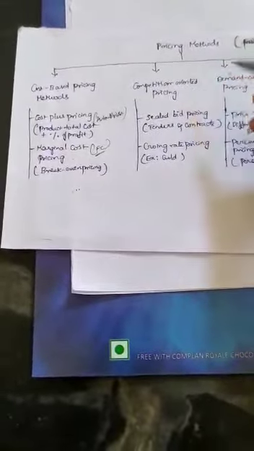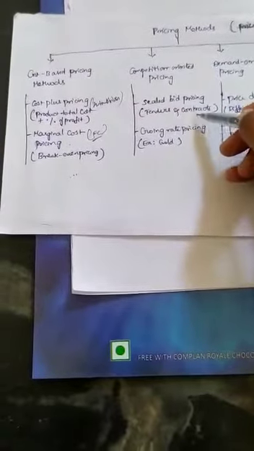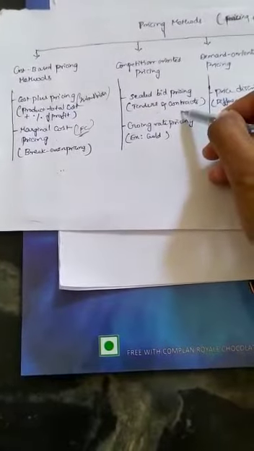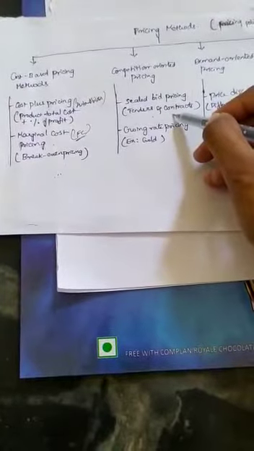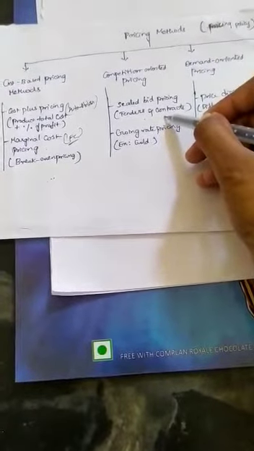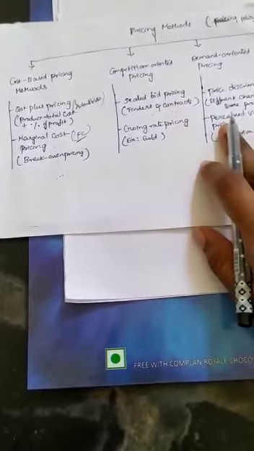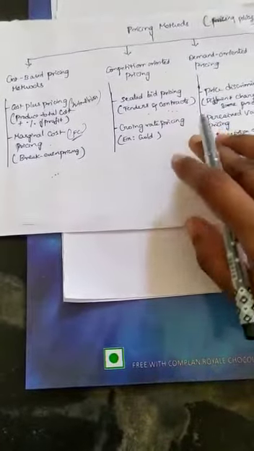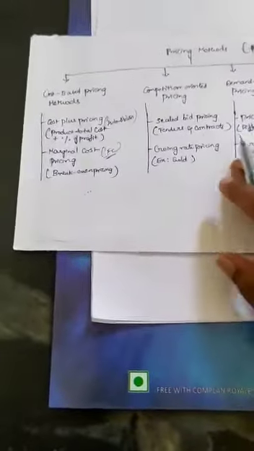Next, competitor-oriented pricing. Here, sealed bid pricing, that is tenders and contracts. Here, the price is selected on the basis of quotation or estimated price. The firm sets its price based on expectations of how competitors will price the product.